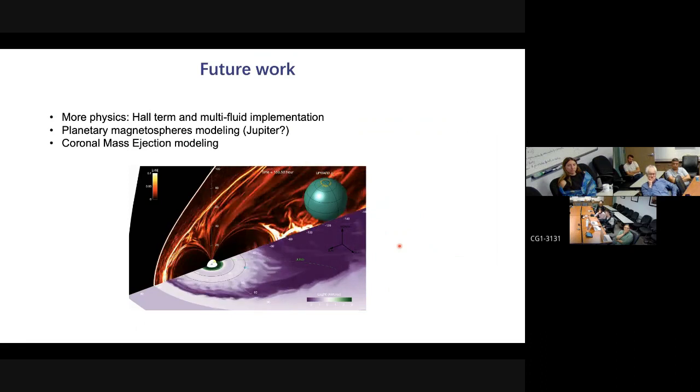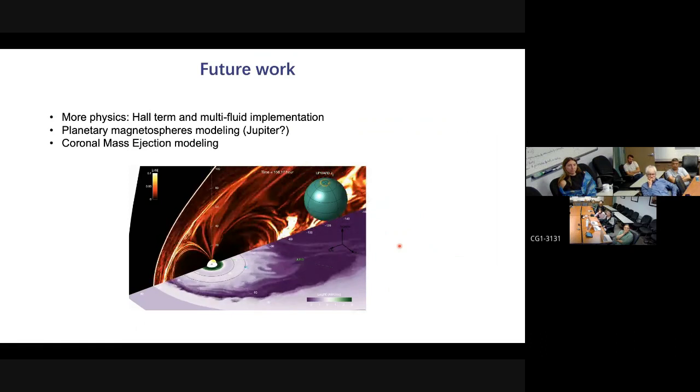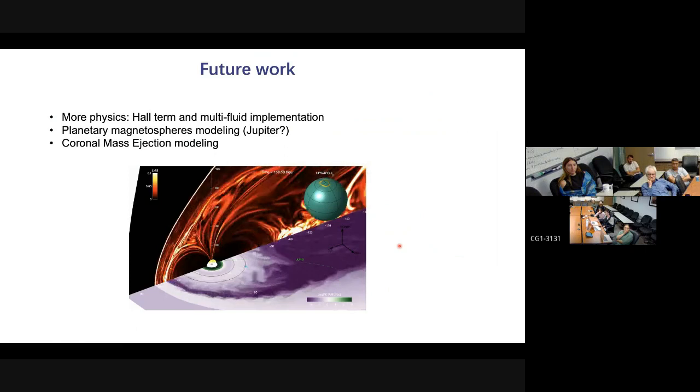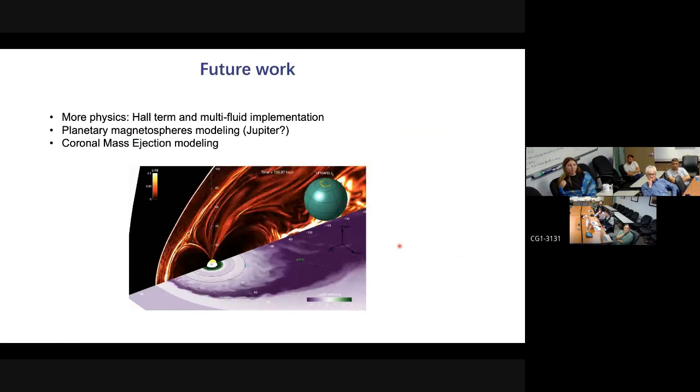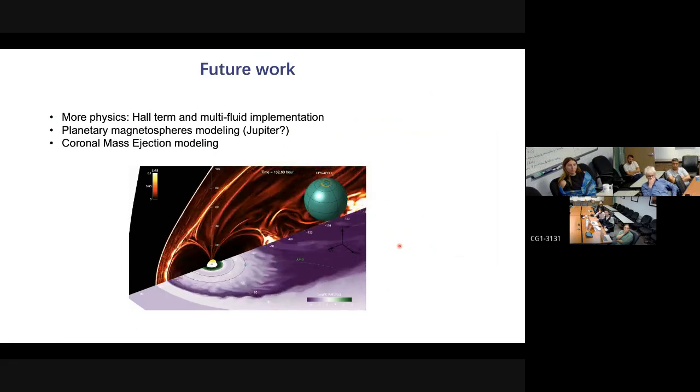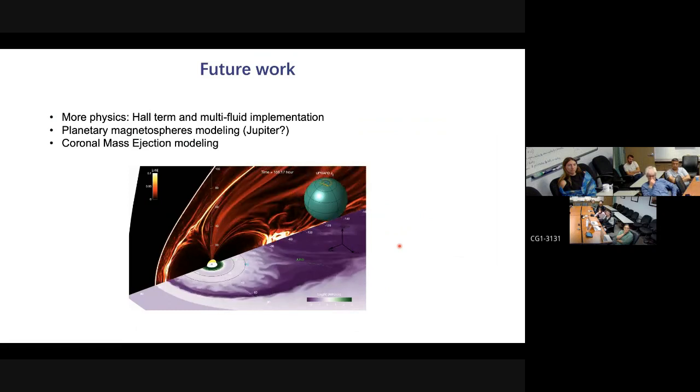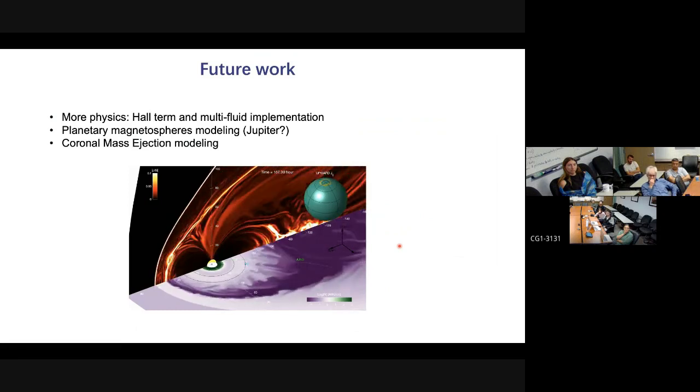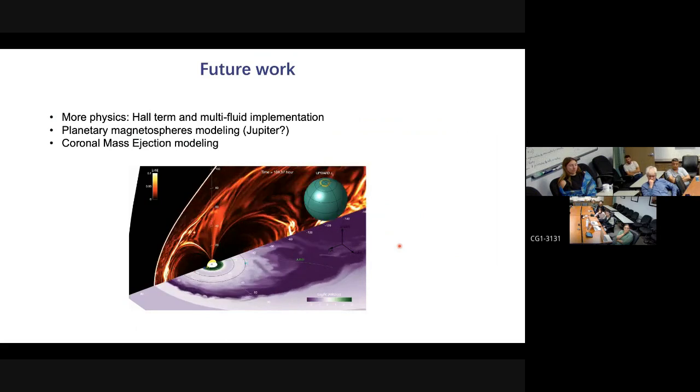And the future work will be adding more physics, for example, the Hall term and the multi-fluid implementation. Also, we plan to apply the new scheme for planetary modeling, for example, Jupiter, and then possibly CME simulations.